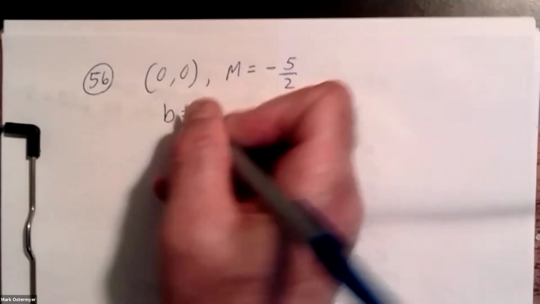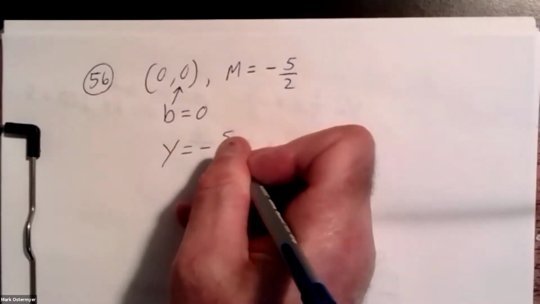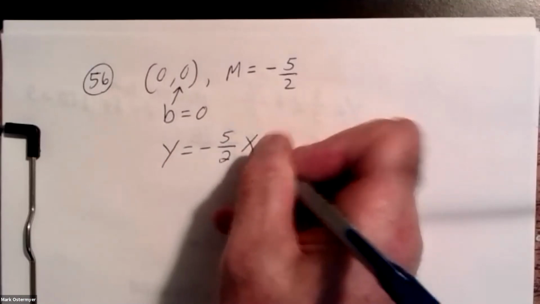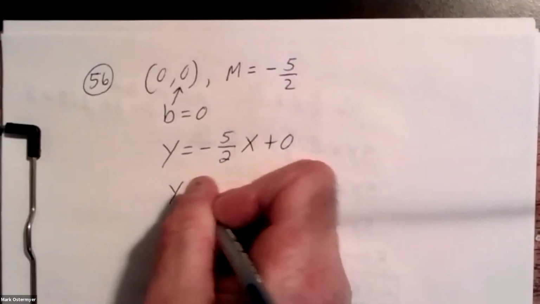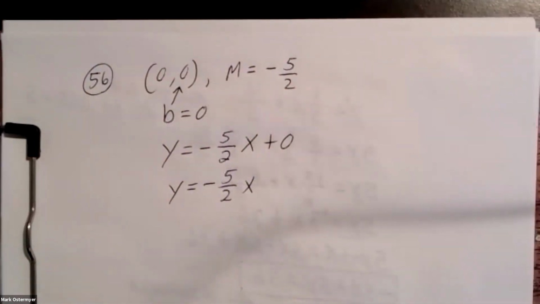So our y-intercept, ladies and gentlemen, is 0. The slope is -5/2, so we can immediately write the equation of this line as y is equal to -5/2 x plus 0. Your equation is y is equal to -5/2 x. That's your equation. That's an easy problem.